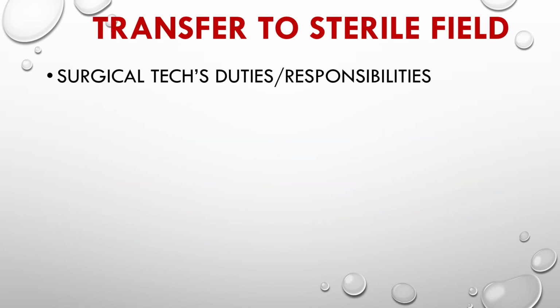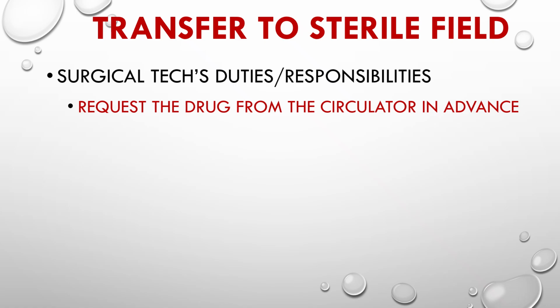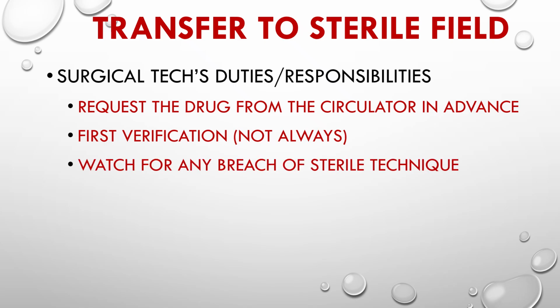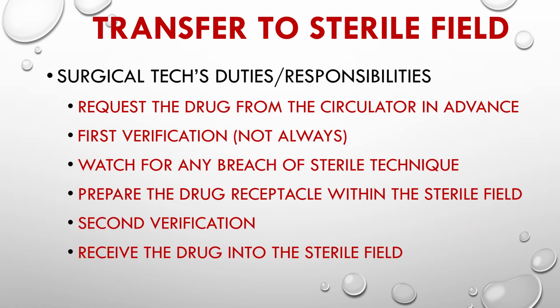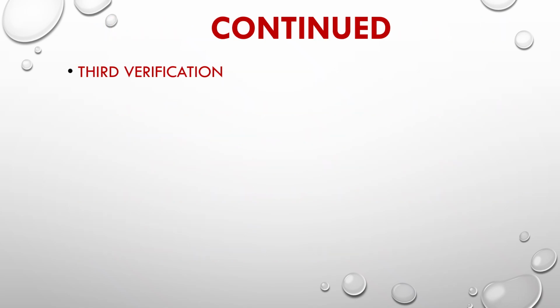The surgical tech duties and responsibilities: they're the one who is requesting the drug from the circulator. The circulator actually gets the drug. Sometimes they're involved in the first verification, but not often. And then they also watch for any breaches of the sterile technique, and help prepare the drug receptacle, just what's receiving it, whether it's a medicine cup or a syringe or whatever, within the sterile field. They perform the second verification, and then they receive the drug into the sterile field. So they are collecting the drug. Surge tech is also involved in that third verification right before it goes to the patient.